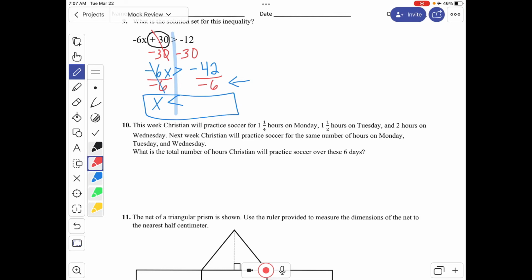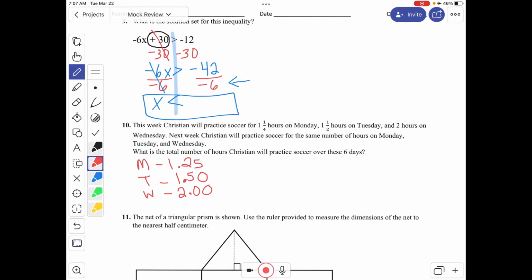So on Monday, it's 1 1/4. And I'm betting you could probably change that to a decimal. So on Monday, it would be 1.25, like quarters. Tuesday, it's 1 1/2, which is 1.5. We'll go ahead and add another decimal there. And then Wednesday is just 2 hours. Remember to line up the decimals.